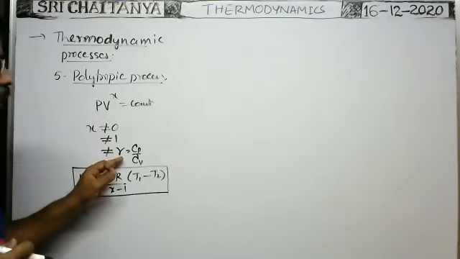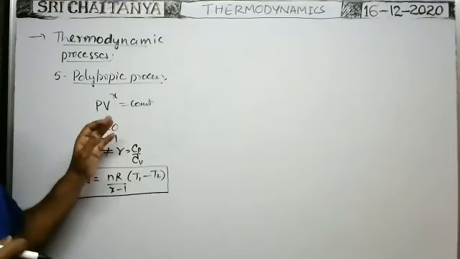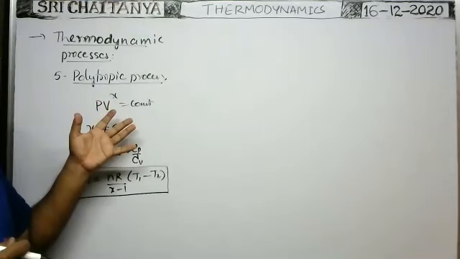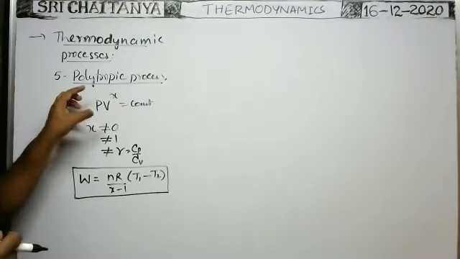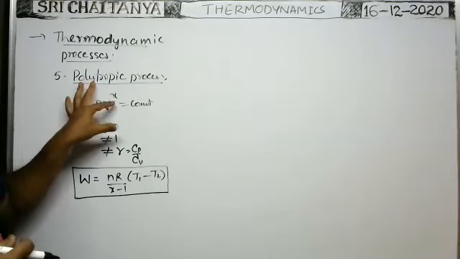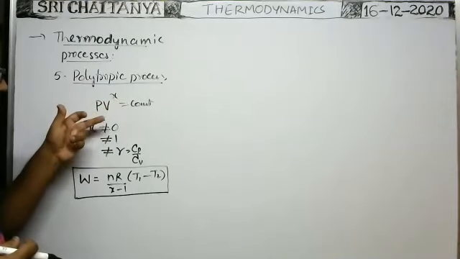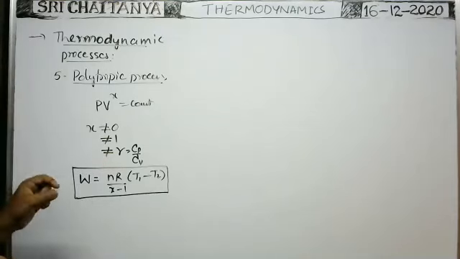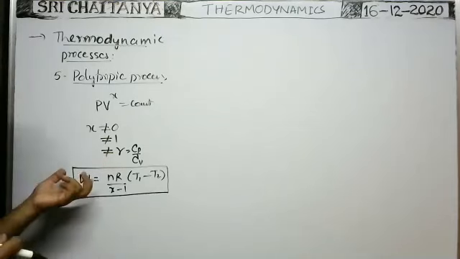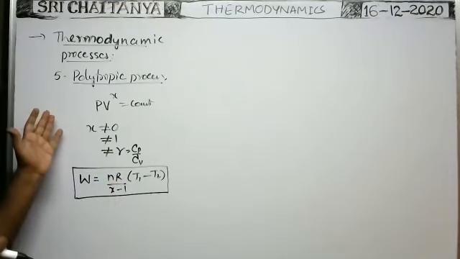If x is equal to gamma, which is equal to Cp by Cv, that becomes the adiabatic process. So here it is not the adiabatic process. That's why in this formula, if the gas obeys PV to the power of x is equal to constant such that x is not equal to 0, not equal to 1, not equal to gamma, then such type of process is called a polytropic process. Already, as you said, I have completed this one.